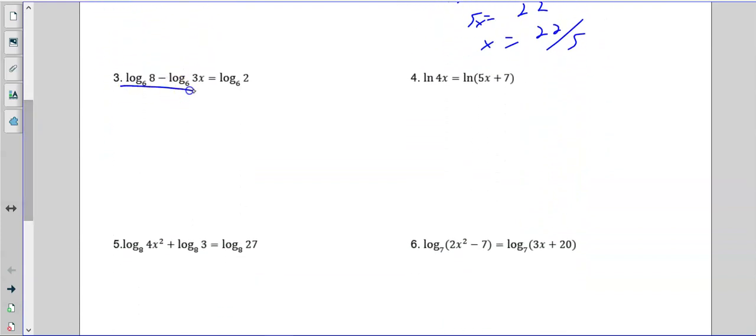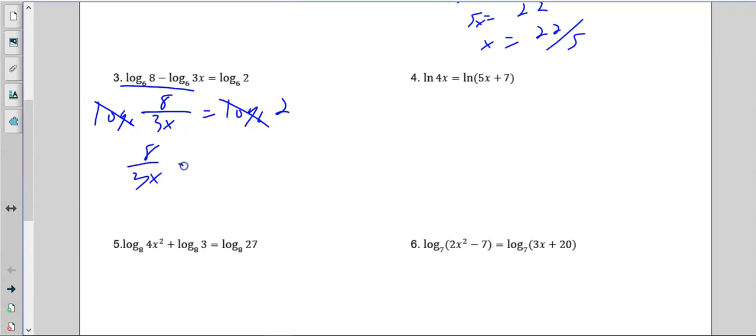Number 3. Again, we need to condense. So log 6, we write once. We have a subtraction, so that's a fraction. 8 on the top, 3x on the bottom, equals log 6 of 2. Once you have one log on each side, there you go. 8 over 3x equals 2. Need to multiply both sides by 3x because it is on the bottom. That gives us 8 equals 6x. Divide by 6, we get 8 over 6 or 4 over 3 simplified.